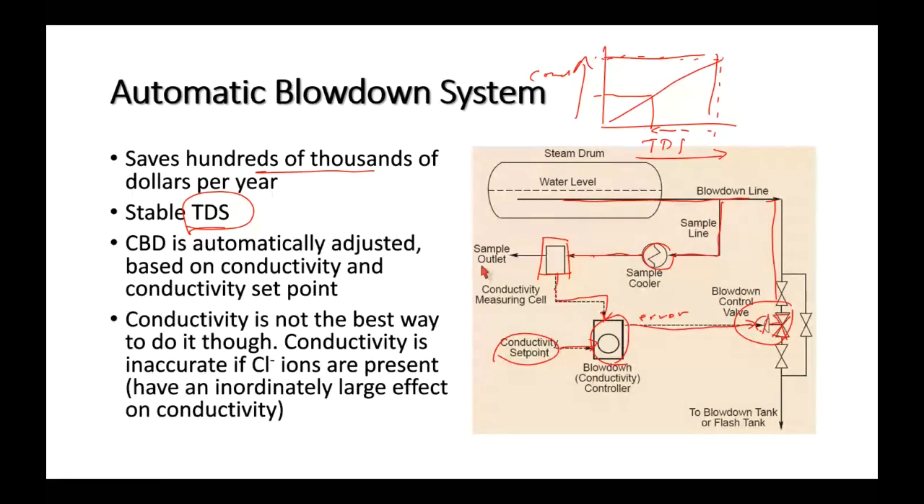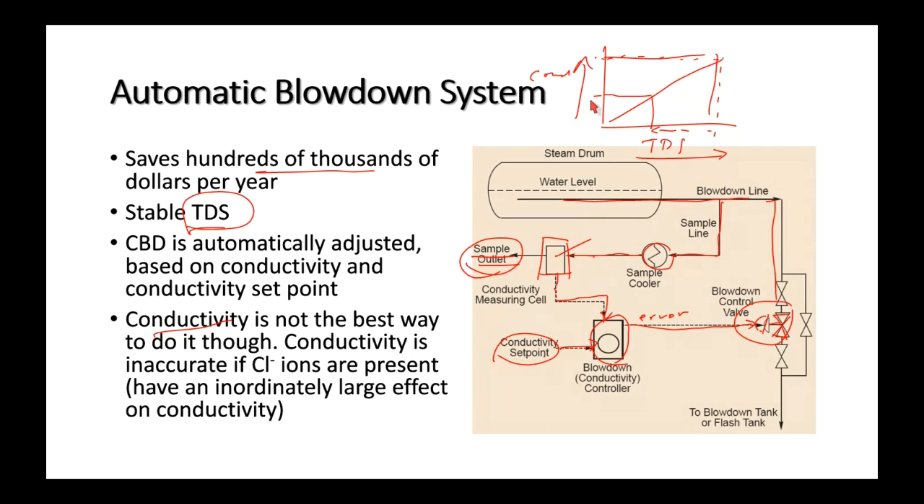Sounds wonderful, but what it means is, number one, you must always have a flow of water past the conductivity measuring cell. Otherwise, it's just going to be measuring stagnant water. One of the drawbacks of this system. Then the next drawback of this system is that conductivity is not a great way to determine dissolved solids. Yes, there's a relationship between dissolved solids and conductivity, but it's not a perfect relationship.